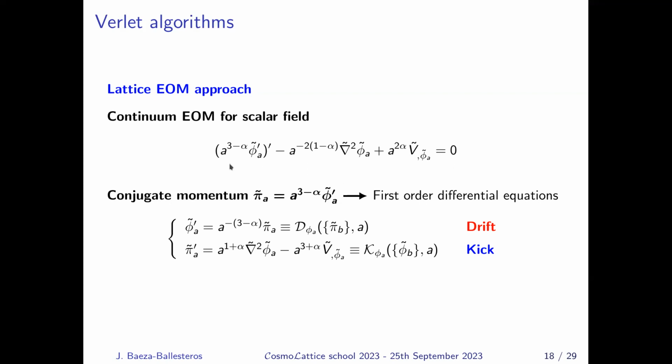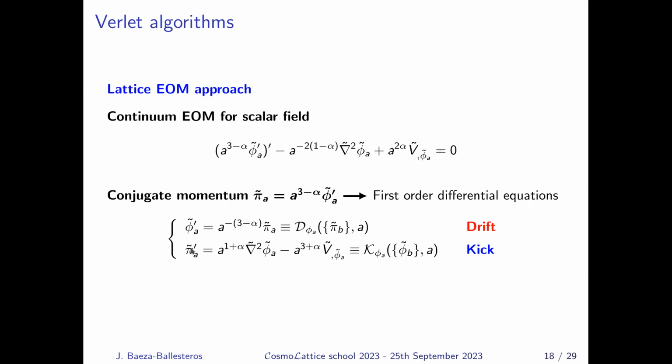So after defining this conjugate momentum, we can write this second order differential equation as a system of two first order differential equations. First, we have the one that is just this definition here. So the derivative of the scalar field is just related to the conjugate momentum. And this equation is what we call the drift.